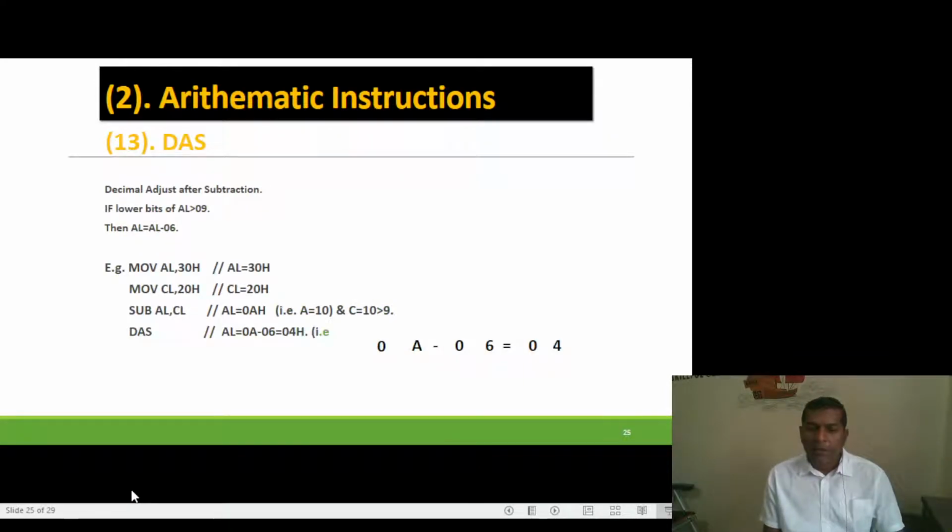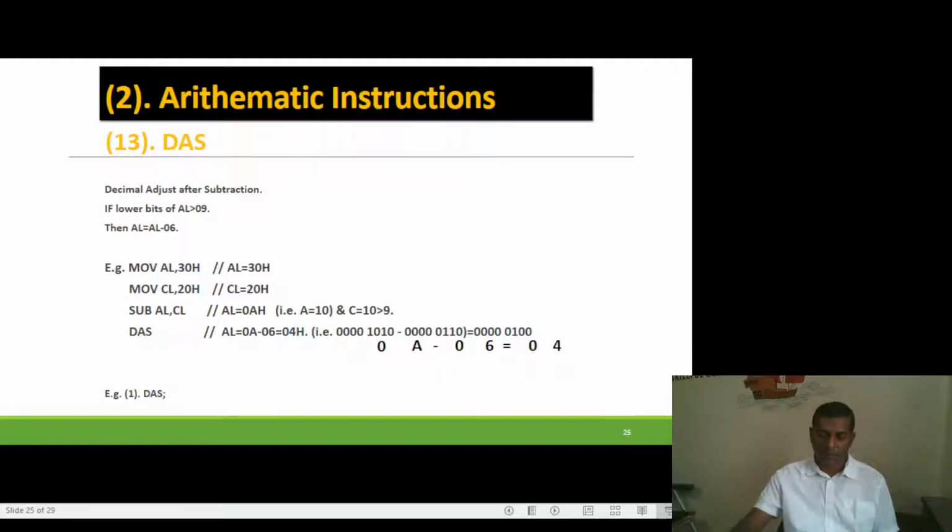We have the next instruction as the DAS instruction, decimal adjust after subtraction. If the lower nibble of AL is greater than 9, then AL is equal to AL minus 06. The contents of AL will be altered.